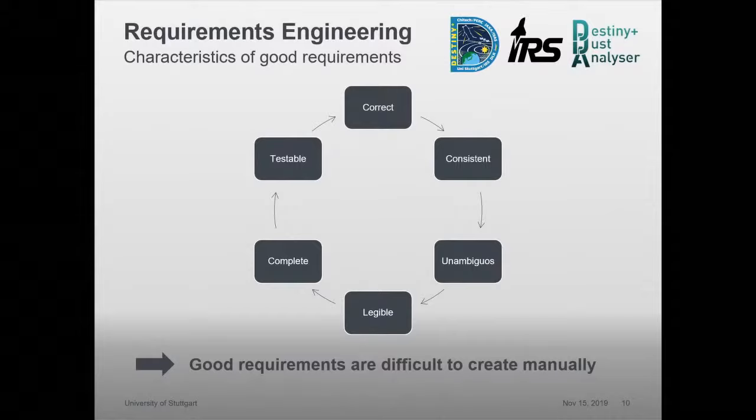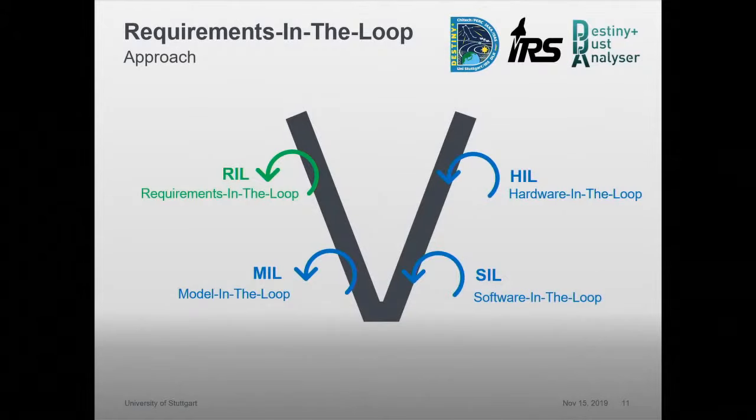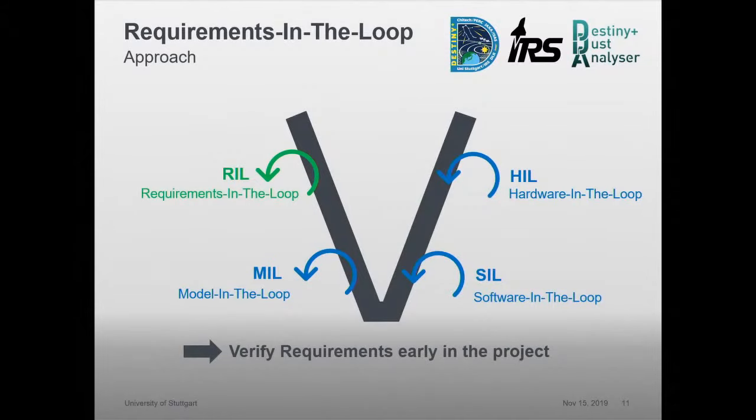So I thought about it, and as a result, I think good requirements are difficult to create manually. So our approach is to do requirements in the loop testing. So we have hardware in the loop, software in the loop, and model in the loop. And requirements in the loop can fill the last gap in the development cycle. So we want to verify requirements as early as possible in the project.